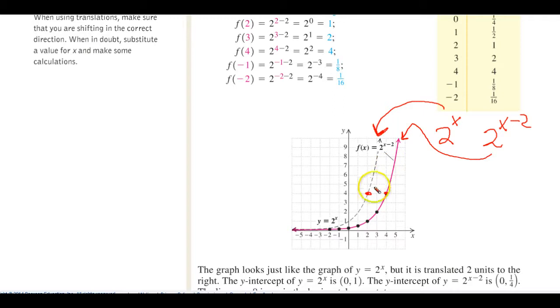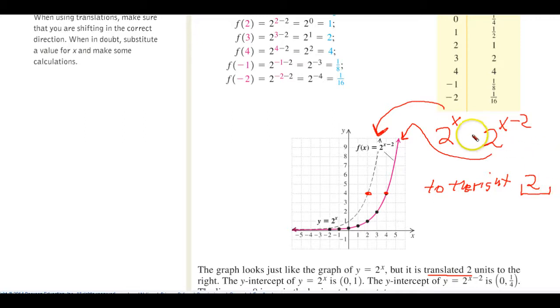We are shifting, or the official word that we haven't used because we skipped that section in chapter 8. It's called, we have translated, shifted, moved that graph over to the right how many units? Just look right here. And the answer is 2 units.